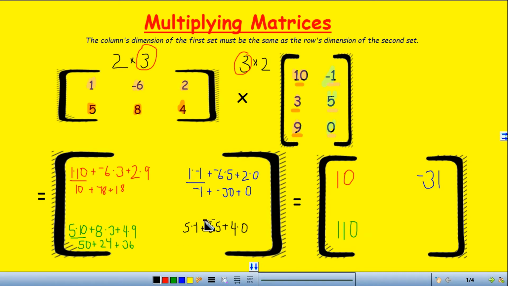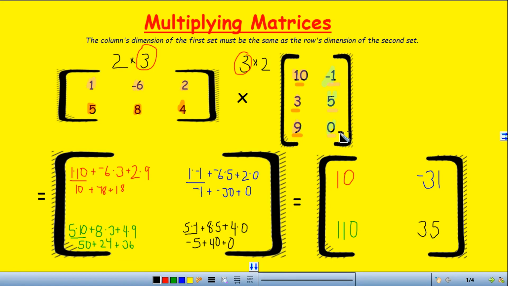Now the very last number, we have 5 times -1, which gives us -5, plus 8 times 5 gives us 40, and then 4 times 0 leaves us with 0. -5 plus 40 is 35, and 35 plus 0 is 35. So there you have it, our final answer when multiplying these two matrices.